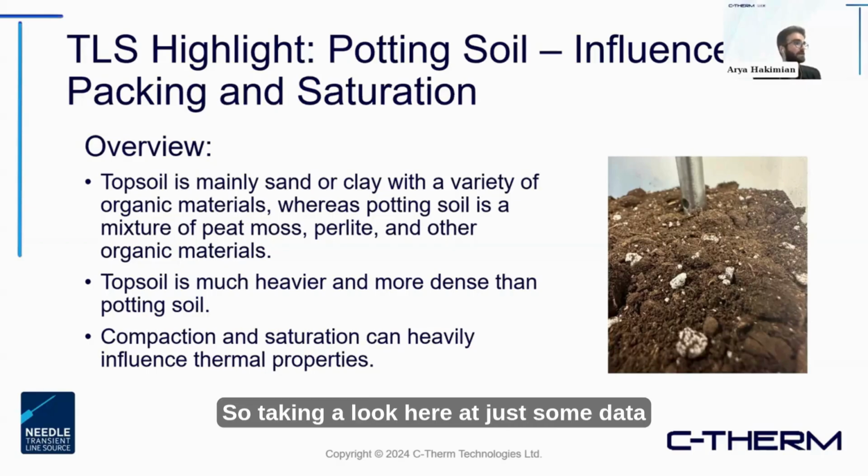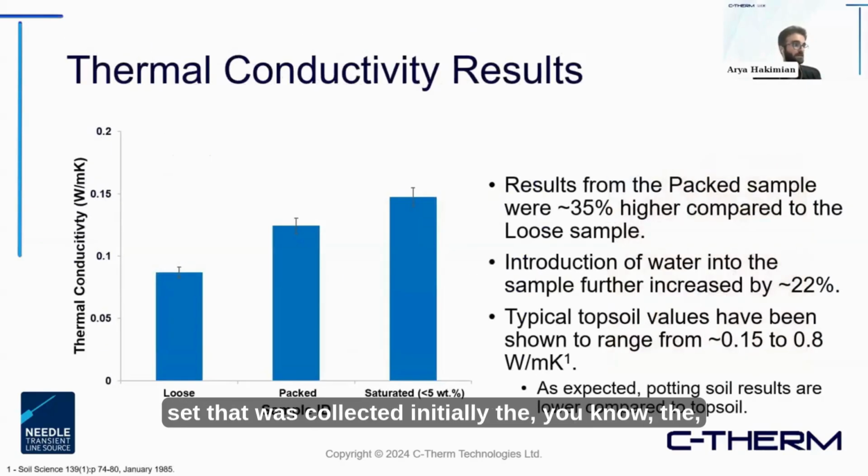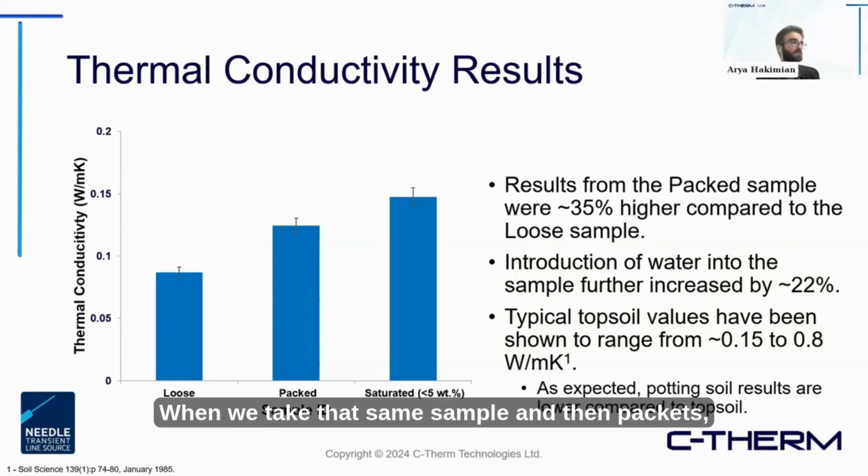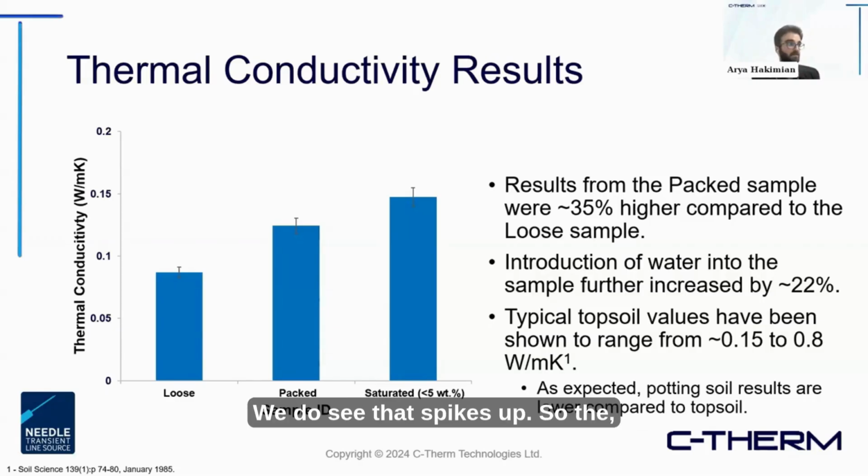So taking a look here at just some data set that was collected, initially the far left there, just the loose sample, essentially just unpacked, coming in just shy of 0.1 watts per meter Kelvin. When we take that same sample and then pack it, so apply some compression, densify it, we do see that spike up. So the increase in thermal conductivity noted there, about 35% compared to the loose sample.